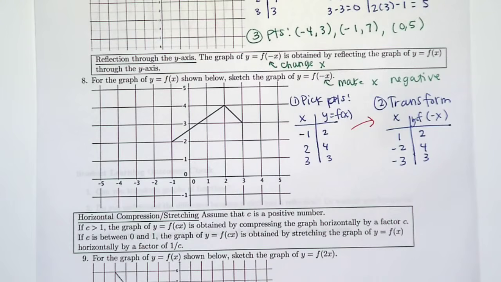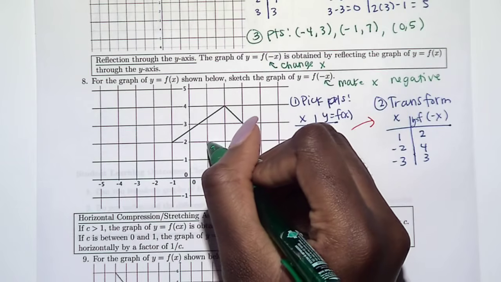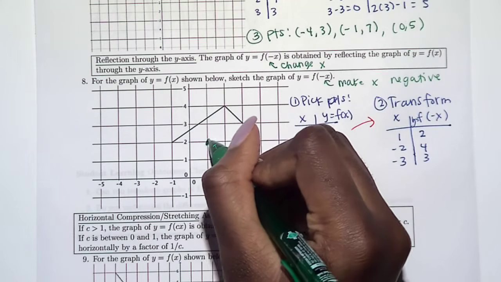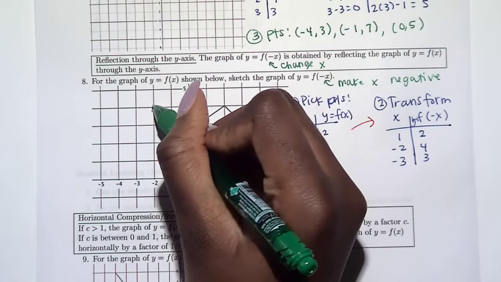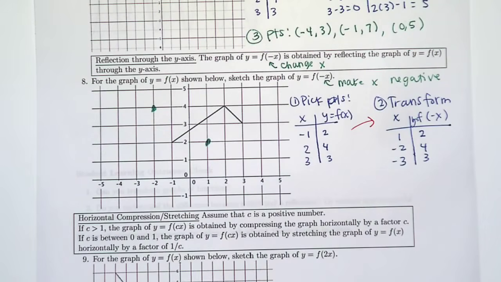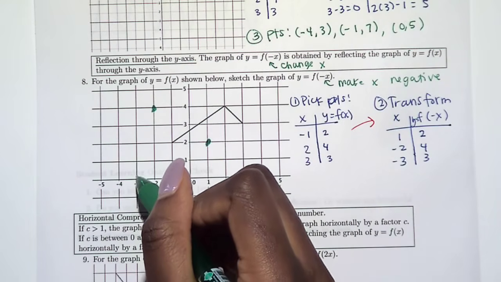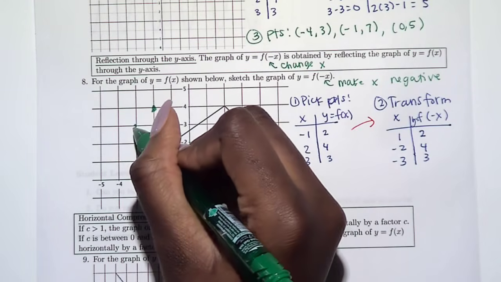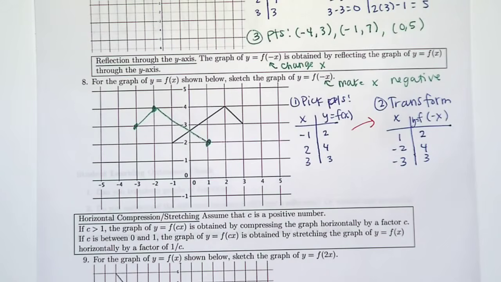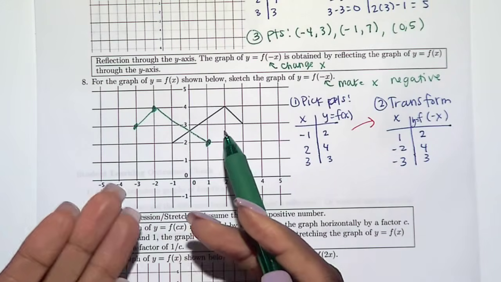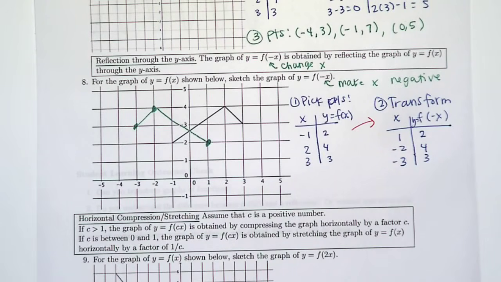Now let's plot these points. Connect our dots. Oh, what happened? We just flipped this over the y-axis, so we should have an exact mirror image.